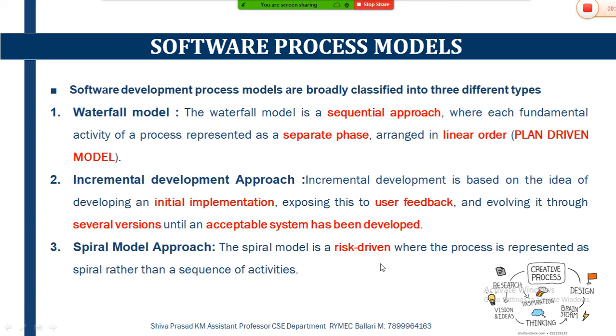And this is about the basic definitions of software process models. One is the waterfall model, the second is the incremental development approach, and the third is the spiral model. The spiral model can also be called Boehm's spiral model, whereas the incremental development approach can also be called the evolutionary development approach. Okay, so this is about the basics of software process models.